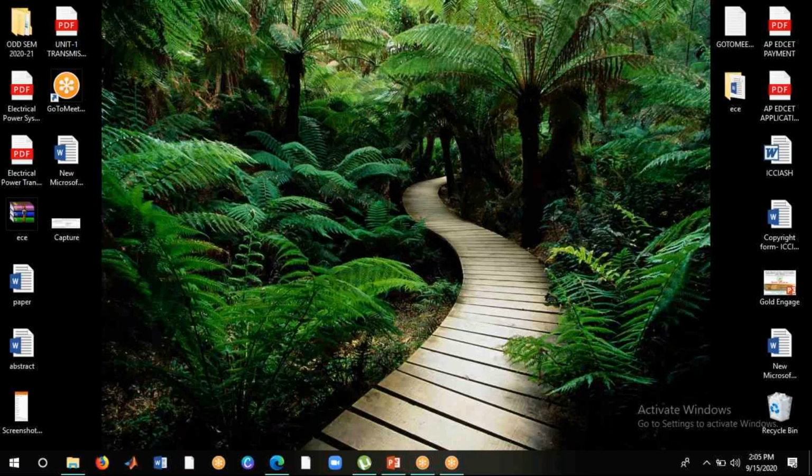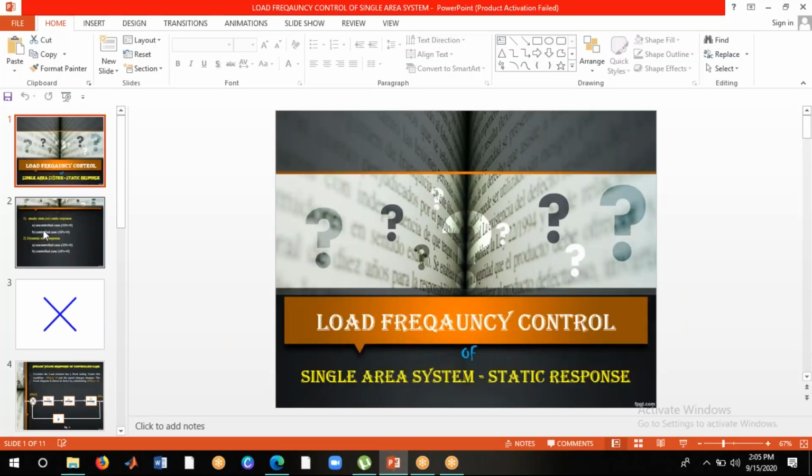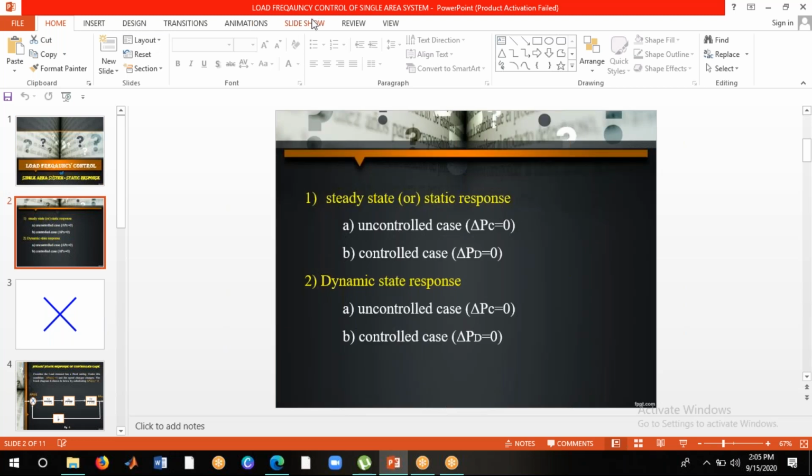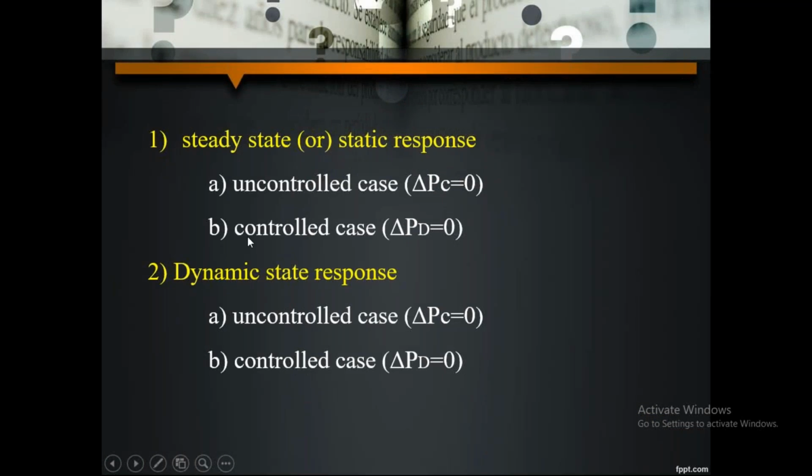Now we will move to the topic we are going to discuss in today's class: the low frequency control of a single area system for static response in the controlled case. All of you take notes and write down the equations. These are the derivations we are going to discuss in this topic. The first one was over in the last class, and now we are going to derive the controlled case in the static response.